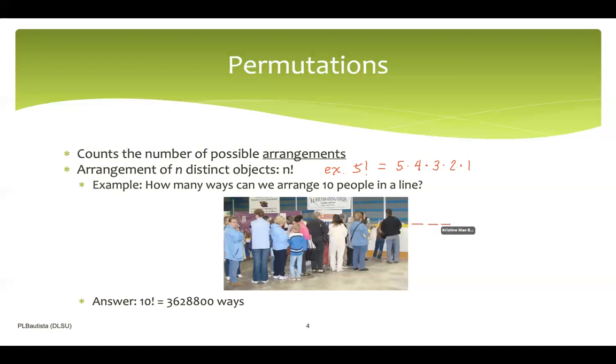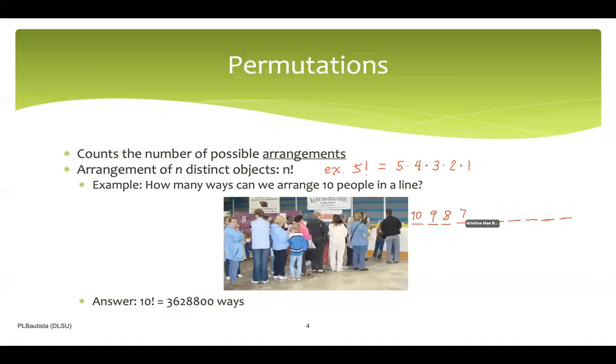Note that you can think of this also as a problem using the fundamental principle of counting, where you have 10 blanks, and each of the blanks refers to a place in line. So how many people can you put on the first position in the line? You will have 10. Once you have placed the first person, then you will only have 9 possible people to choose for the second spot in the line. Once you have chosen the first 2 people, you will only have 8 people to choose from for the third spot in the line, and so on.